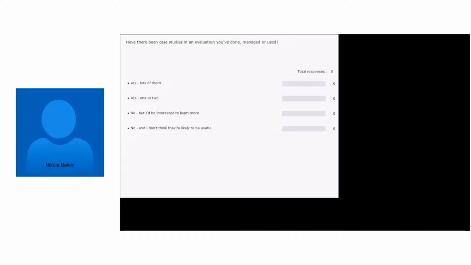Okay, everyone, so you should see the poll in front of you. Have there been case studies in an evaluation you've done, managed or used? Some of you are already answering. All the multiple choice responses have a button to the left, so if you could click your response on whichever answer is most relevant to you, Delwyn will have a good idea of the level of engagement with case studies that her audience has. So Delwyn, you can see the responses. Yeah, that's great.